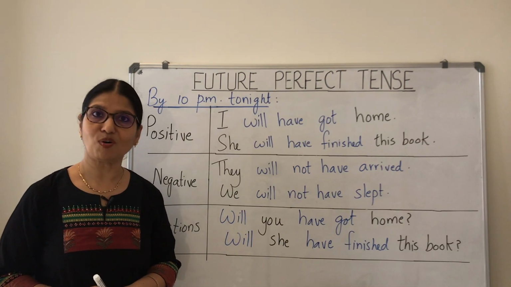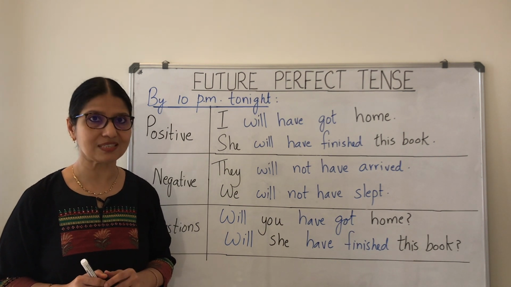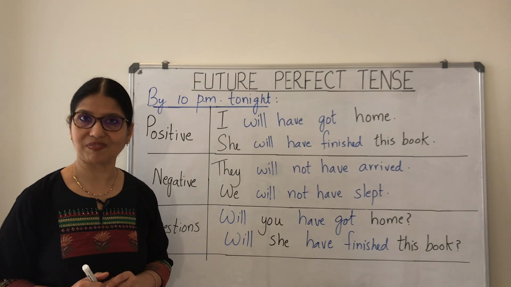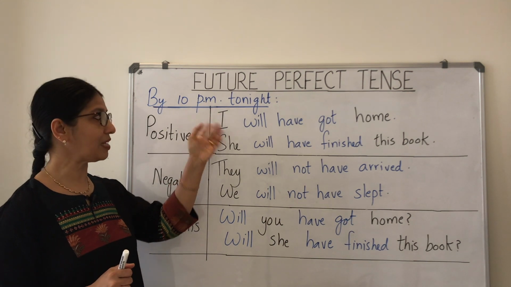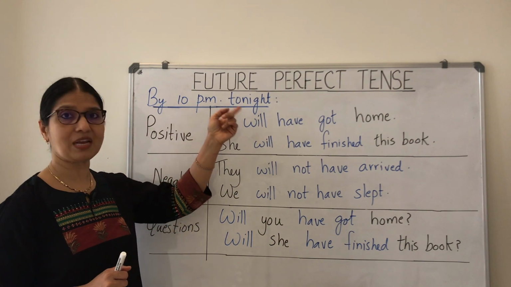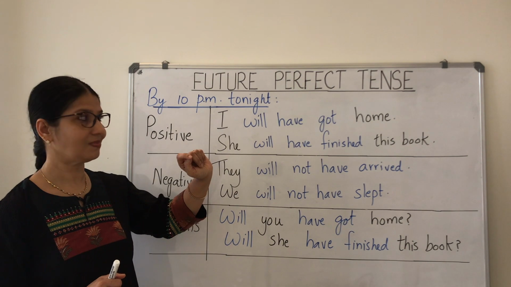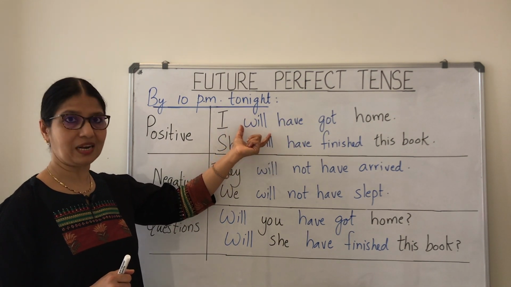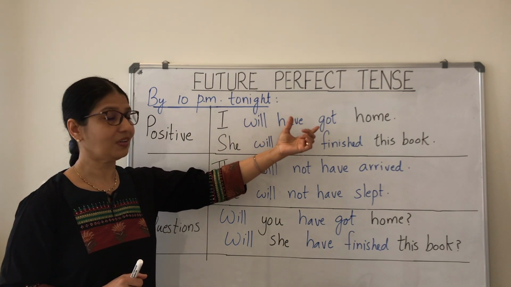Now let's try forming the affirmative sentences or the positive sentences, the negative sentences and the questions using the future perfect tense. Let's start with the positive case first. And we have a time expression here and that is applicable for all of these sentences. So here we have, by 10 p.m. tonight, I will have got home. I will have got home. So you can see that I've used will plus have plus the verb 3 of get.